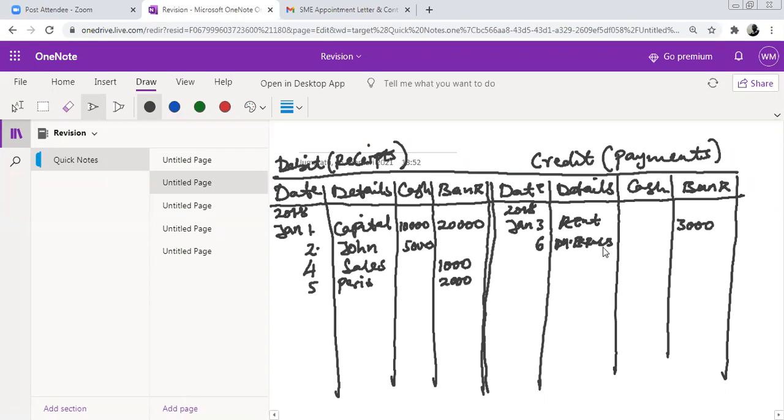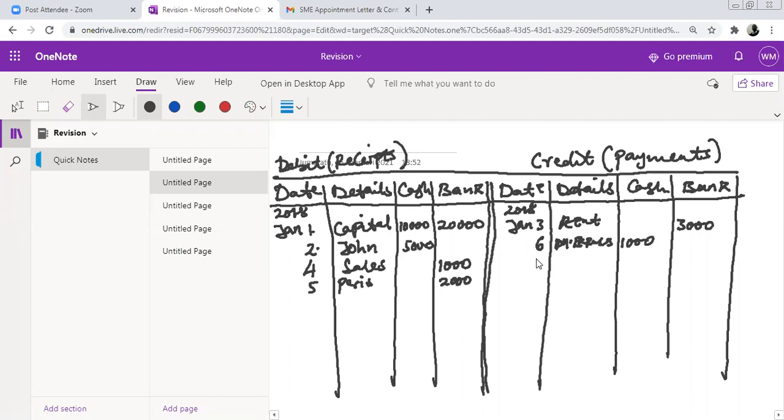And these motor expenses, they were 1,000 and they were paid by cash. So we put them in the cash column like that. Then on seven, we repaid John 4,000. Remember, we had borrowed 5,000 from John. Now we are paying John. So it's going to be recorded on the payment side.